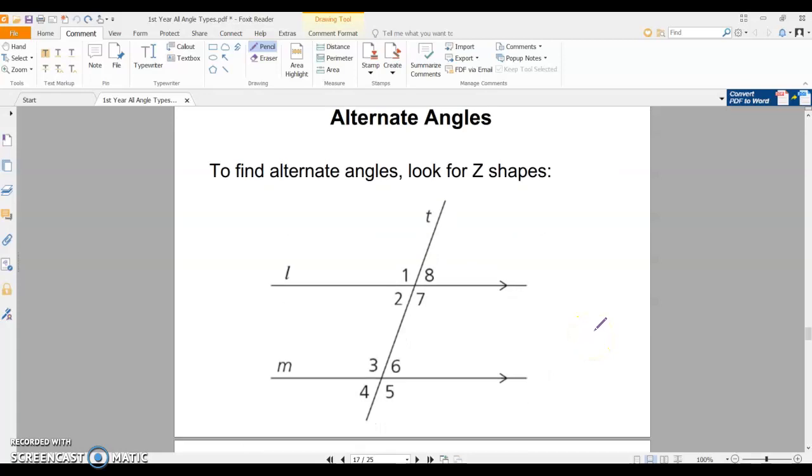Alternate angles then. So to find alternate angles, you are looking for Z shapes. Okay, so a bit like the corresponding, the first one is quite straightforward to see. So what are the two angles inside the Z? That's angle 2 and angle 6. Okay, alternate angles are equal. So whatever angle 2 is, angle 6 is equal to it.